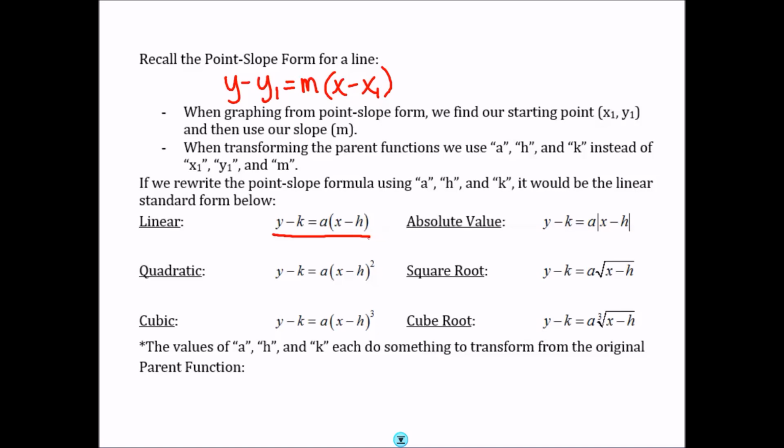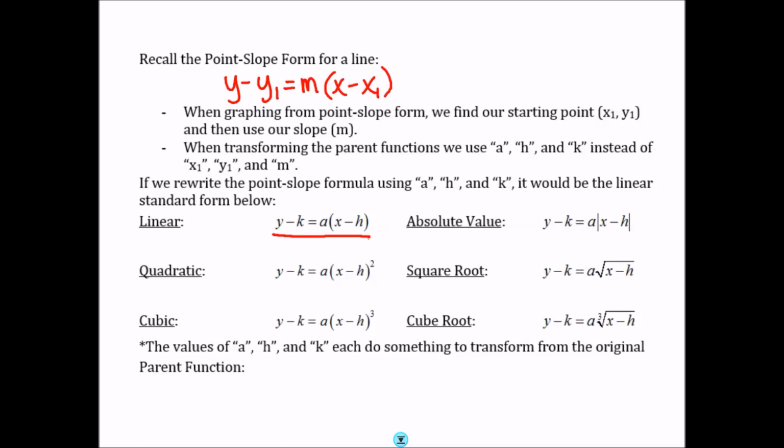y1. Last class we also talked about 5 different types of functions. We talked about quadratics, cubics, absolute values, square roots, and cube roots. You can see all of these equations here. They look very similar. All of them have y minus k on one side of the equal sign, and on the other side of the equal sign have a followed by either parentheses, absolute value bars, or radicals containing x minus h.